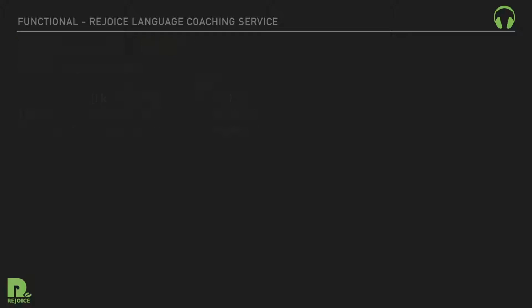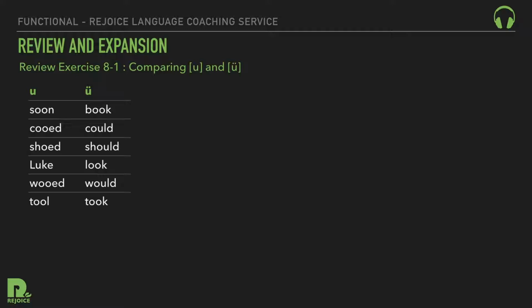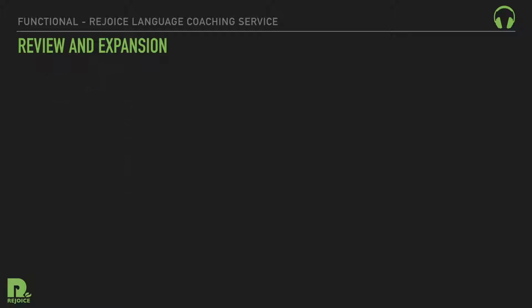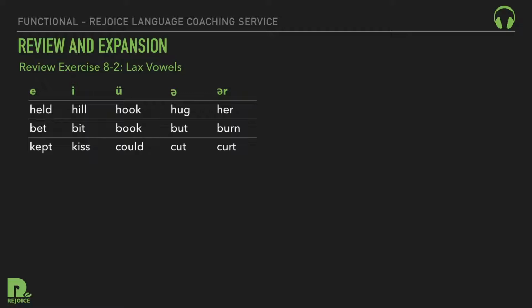Review exercise 8-1, comparing ooh and uh. Soon, book. Could, could. Should, should. Luke, look. Wooed, would. Tool, took. Review exercise 8-2, lacks vowels. Held, hill. Hook, hug, her. Bet, bit, book, but, burn. Kept, kiss, could, cut, curt.